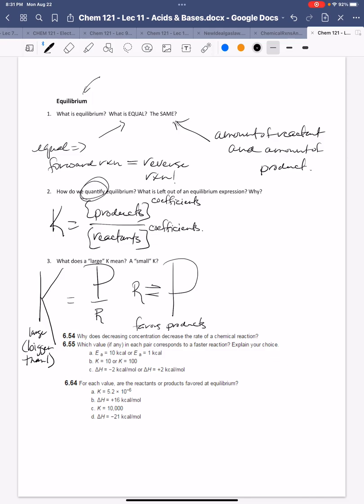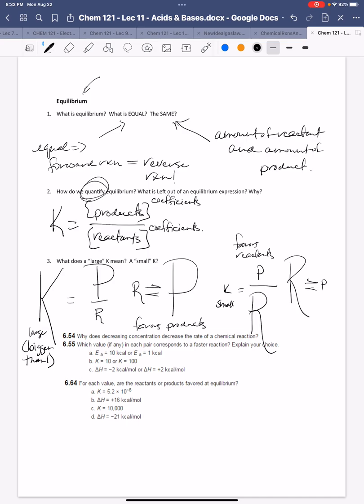A small k, a little k, would imply that you have very few products and lots of reactants, right? So we're going to say this one favors reactants. You could also maybe say that this equilibrium doesn't go as well. The reactants are hard to get together to make the product. And we might look at that equilibrium like this, just to show it to you super symbolically.